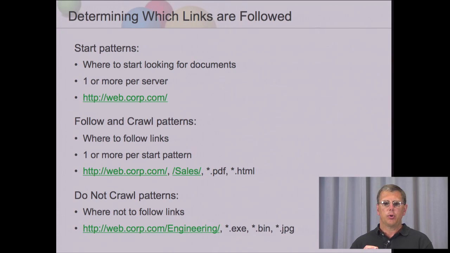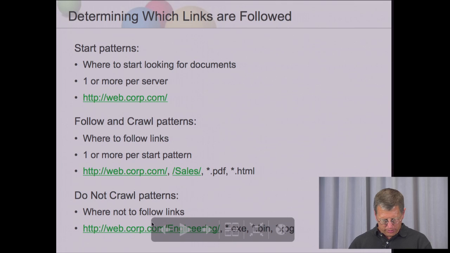But the point is that the follow and crawl patterns act as a whitelist. They say only include these documents if they match these patterns. If they don't match the pattern, if the URL is found to CNN.com or to another company or another site that you don't own, don't worry about it. It won't get included in the index because it's not in the follow and crawl patterns.